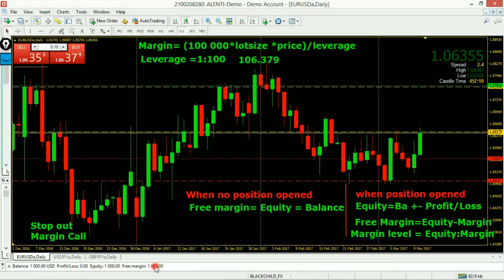When you're going to the negative pips, the price going against you, your free margin will continue to decrease and your equity will continue to decrease. And conversely, the opposite happens when price is going in your direction. The margin level doesn't appear here. It appears when you've opened your position. Your margin level is the ratio of your equity to your margin expressed as a percentage.